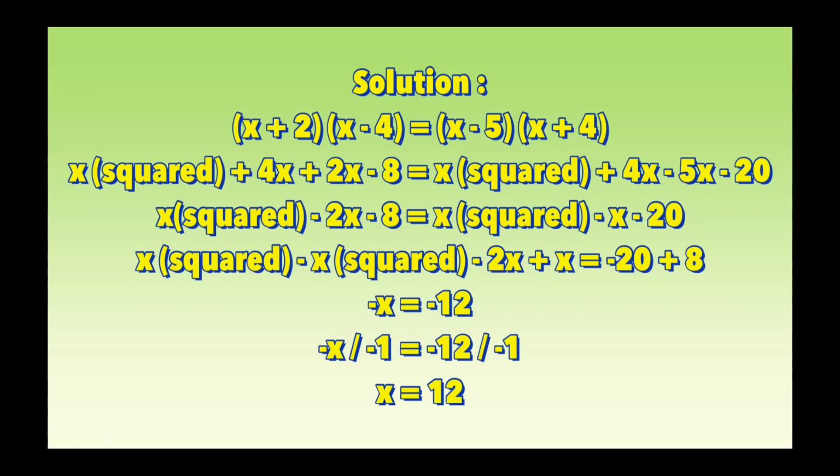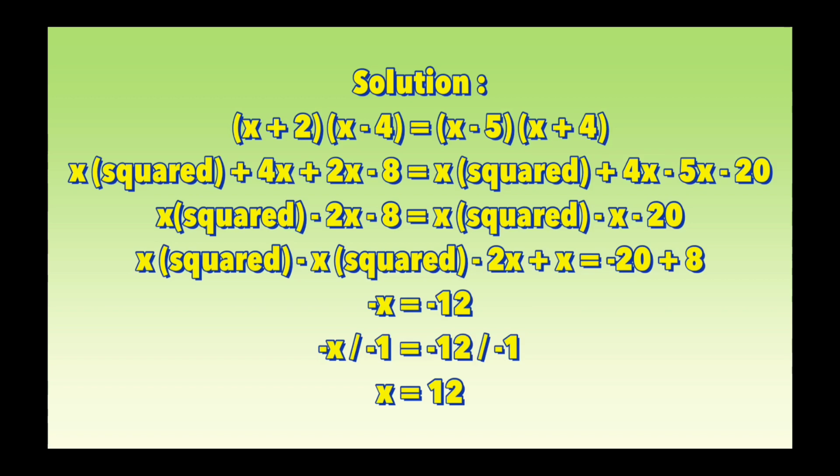Then the next step, again, we are going to transpose all the variables to the left side and the constants to the right side. So x squared, copy. Then the x squared from the right side of the equation, transposed to the left side, becomes negative x squared. Then bring down negative 2x. Then negative x transposed to the left side of the equation becomes positive x, equals, bring down negative 20. Then the negative 8 transposed to the right side of the equation becomes positive 8.